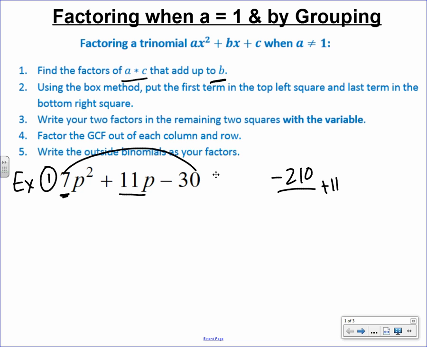Okay, so 21 and 10. If not, we'd have to list them and find, right? So if we did 21 and 10, if one is negative and one is positive, which one would have to be negative? The 10 would be negative, right? And a positive 21. And then we make the box.